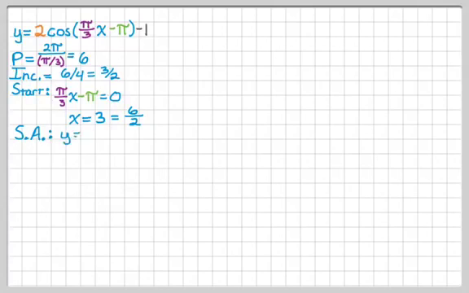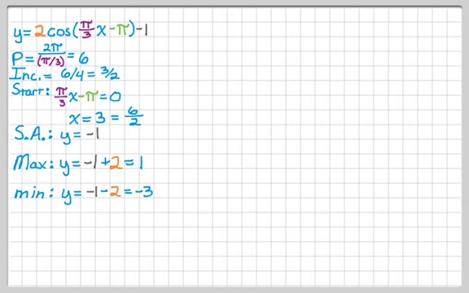Sinusoidal axis is y equals -1. We need a maximum, which is the sinusoidal axis plus the amplitude, so that gives us 1. And then the minimum is the sinusoidal axis minus the amplitude, which takes us to -3. A is greater than 0 and it's cosine, so it's maximum, intercept, minimum, intercept, maximum.